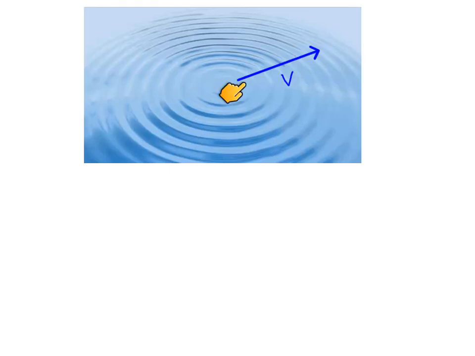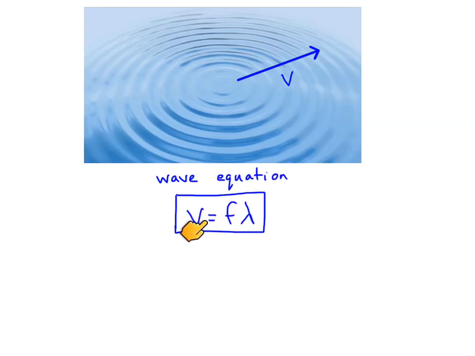How fast these waves travel through the water can be calculated using the wave equation. Looks like this. The speed of the wave equals the frequency of the wave multiplied by the wavelength of the wave. So we could build a triangle out of this, right? What would go on the bottom here? What times what? That's right, frequency and wavelength on the bottom, and then the V on top.